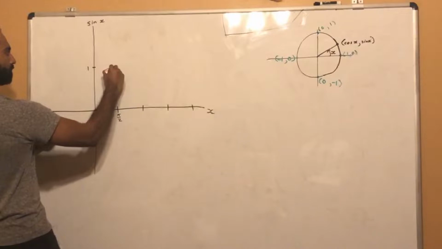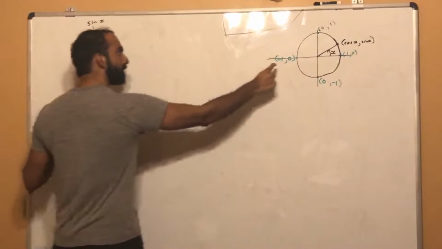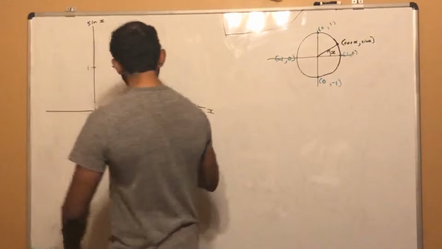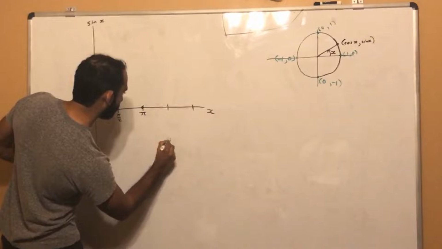And likewise, just to help me out here, let's walk down the line. When I'm at pi, what's my y coordinate? 0. Yes. Again, I'm just reading off that second coordinate. Now, going down at 3 pi over 2, what does that give me for my sine value? Minus 1, precisely. So there we go. And lastly, at 2 pi, 0.